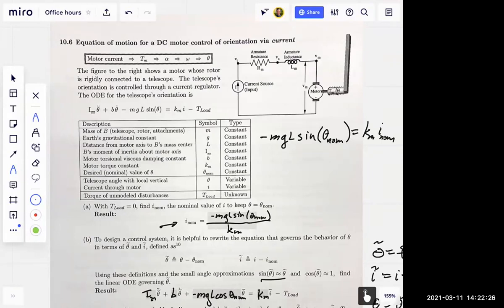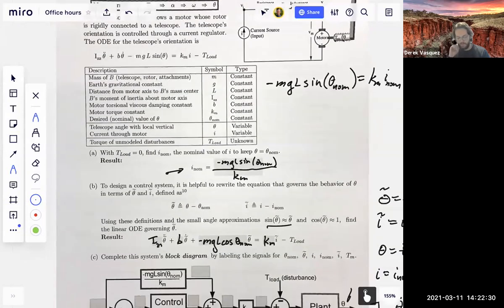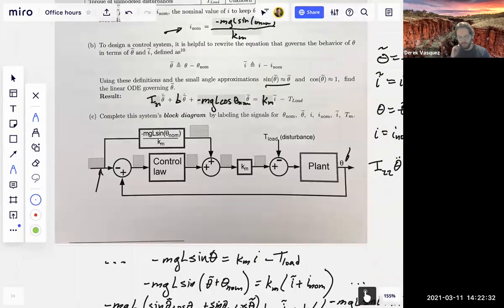K sub m. So K sub m is actually just a parameter, a parameter that we set. You're right, we do design that. That is a number that we choose. But K sub m is something that tells us how the system behaves, and we design how the system behaves.